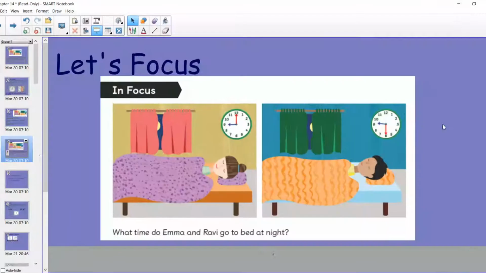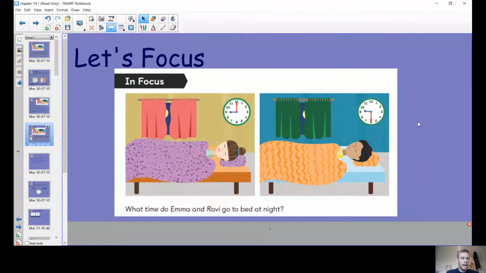Let's have a look at our in focus task, and then we can start thinking about what we need to know in order to help us read the time. So I've got Emma and Ravi here. They're both going to bed. My in focus asks us, what time do Emma and Ravi go to bed at night? And we've got two clocks. They've both got a clock in their bedroom.